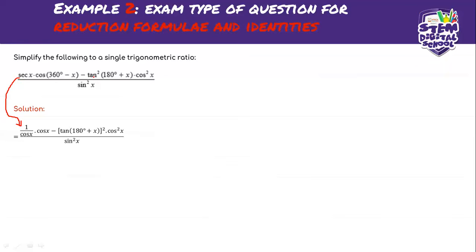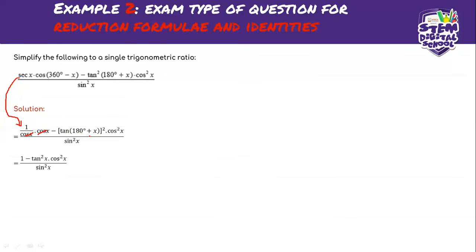Now look at this one, tan squared into this. We did rearrange it like this so that we can see that we are having tan into 180 plus. And then we have cos squared x, we can leave it the way it is. Sine squared x, just leave it the way it is. All right, now we are having 1 here. How? This cos x and this cos x cancel each other. Then we are left with 1 minus tan into 180 plus x.